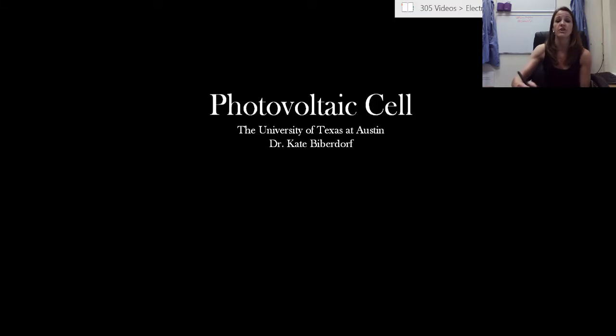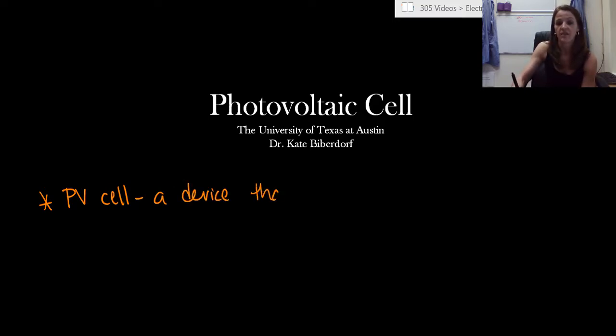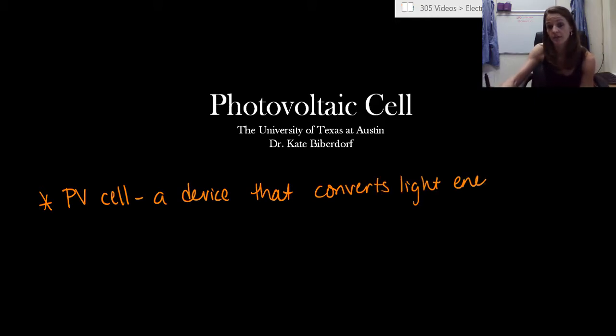So let's start off with a very basic definition. The first thing I want to highlight is that a lot of times people will just call these PV cells. Instead of photovoltaic, they say PV. So just be comfortable with both pieces of information. Now, what a PV cell is essentially is a device that converts light energy, which we know is our incident radiation from the sun, to electrical energy.